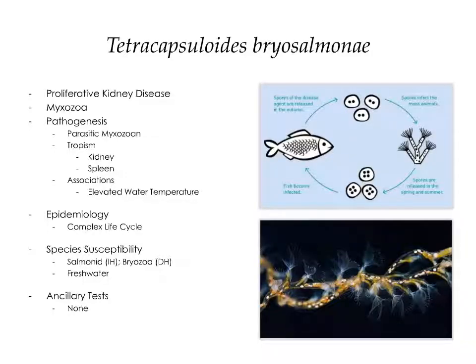Tetracapsuloides bryosalmonae is the agent responsible for proliferative kidney disease. This is a parasitic myxozoan with a tropism for the kidney and spleen. Outbreaks typically occur with elevated water temperature. In regards to epidemiology, the parasite has a complex life cycle. Bryozoans typically serve as the definitive host. These are filter-feeding aquatic organisms, pictured in the bottom right. Freshwater salmonids typically serve as the intermediate host. At present, ancillary testing is unavailable.